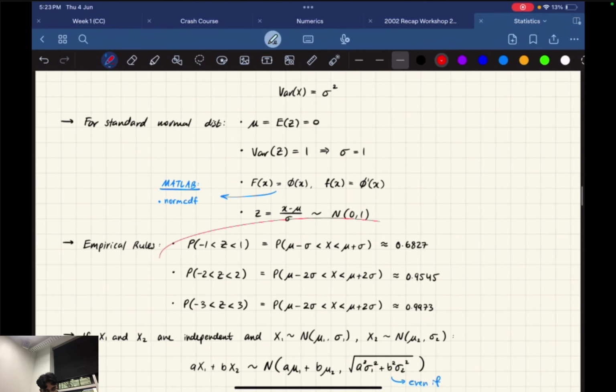Empirical rules. So this is the one that I was talking about earlier between z-scores. So it's 99.7, 95, and it's 68%, not 67. I'm not sure where the 67 came from. Sorry, that's 68%.